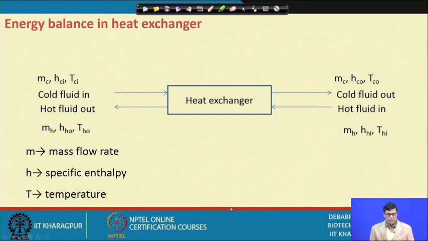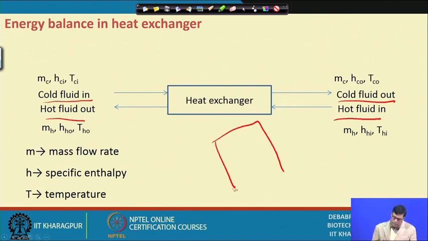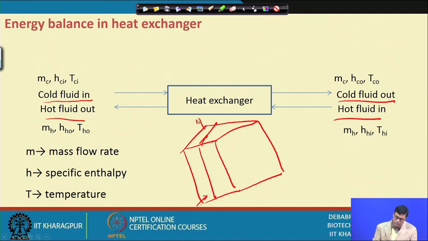So, this is the kind of energy balance in the heat exchanger. You can see the cold fluid in and the hot fluid out, and this is the heat exchanger, with cold fluid out and hot fluid in. Here I can explain a little bit. Suppose we have a plate heat exchanger. In a plate heat exchanger, on one plate we can pass the hot liquid and take out the hot liquid. On another plate we can pass the cold liquid and take out the cold liquid.